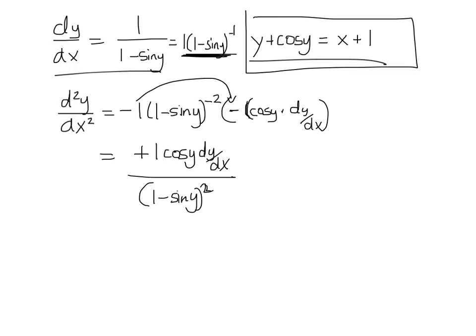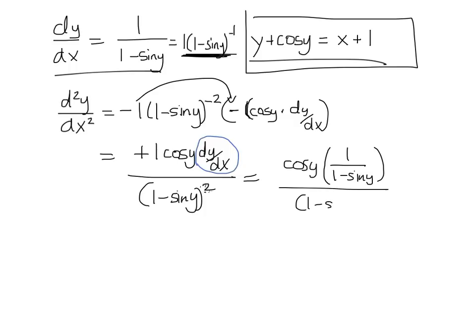Now remember, you have to double back and look for two substitutions in particular. The first substitution is a dy dx substitution. So I'm going to plug in that dy dx. So I'm going to have cosine y times the derivative, which is 1 over 1 minus sine y, all over 1 minus sine y squared.